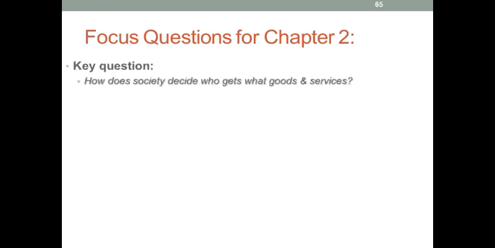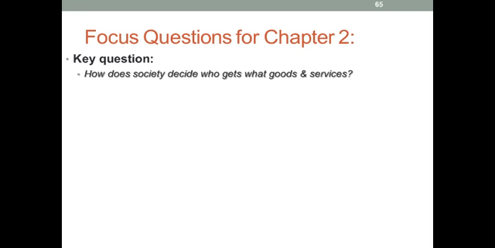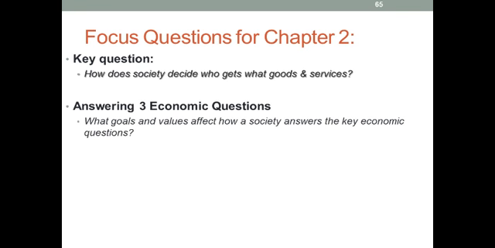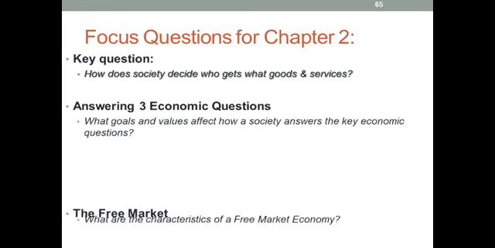So some focus questions to think about. How does society decide who gets what goods and services? This is the key question that we're going to be exploring throughout all of Chapter 2. How do we figure out who gets what? And then we're going to answer some three central economic questions. What goals and values affect how a society answers those key economic questions?